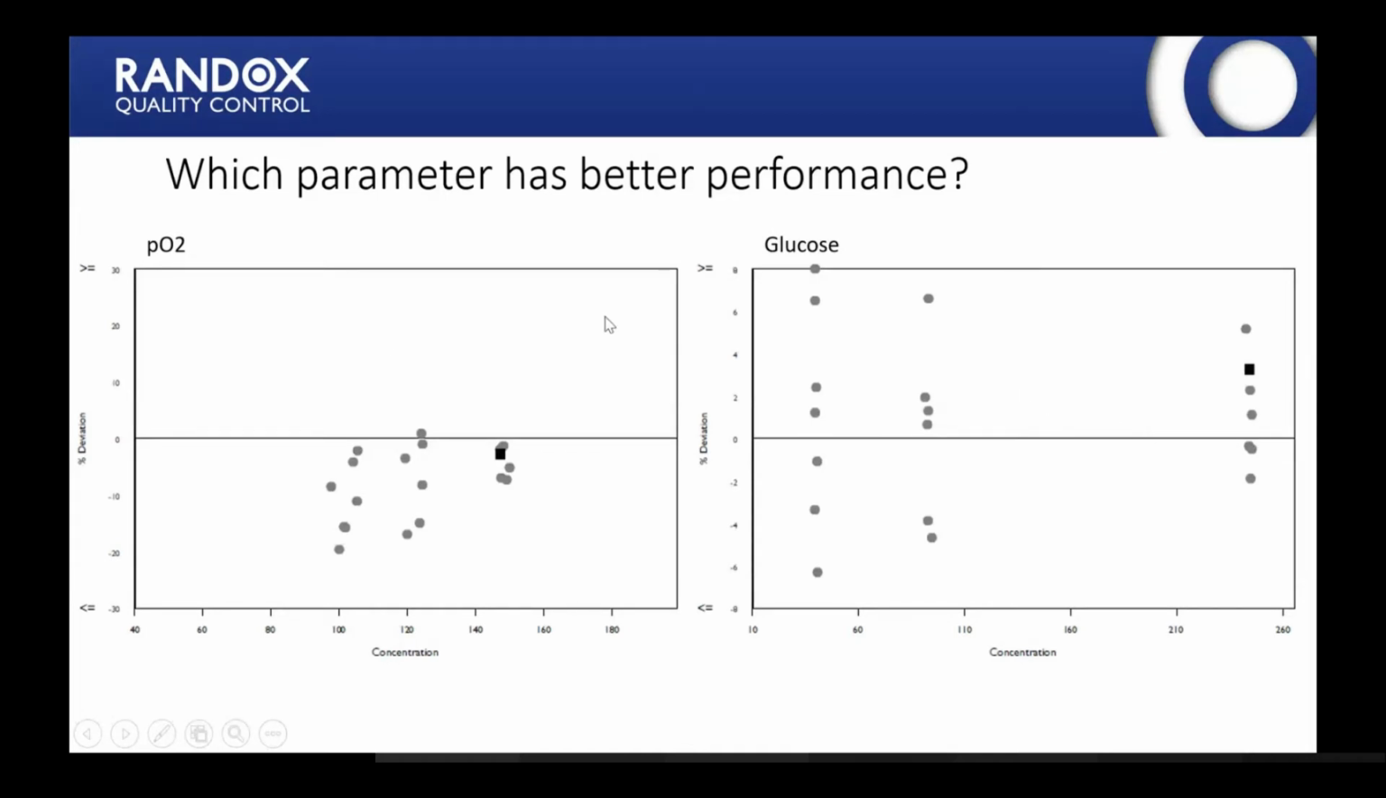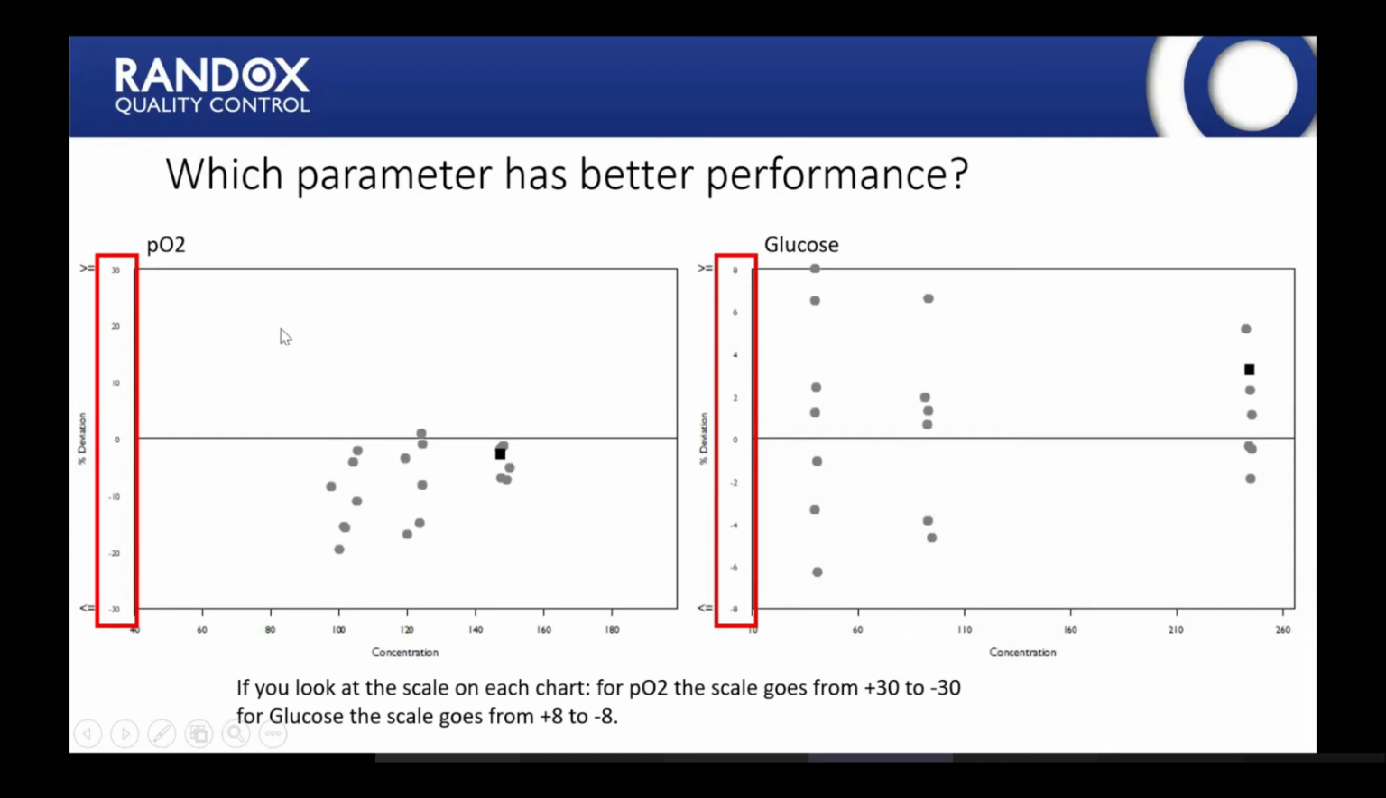But as Stephen mentioned, you have to look at the scale of the charts. So for PO2, the scale for this percentage deviation chart goes from 0 to plus and minus 30, and for glucose it goes from 0 to plus and minus 8. So that would mean that this chart fits in this small section of this report. So actually the performance, while for glucose it appears to be much wider, because of the difference in the scale of these two charts, the performance for glucose is actually much better.